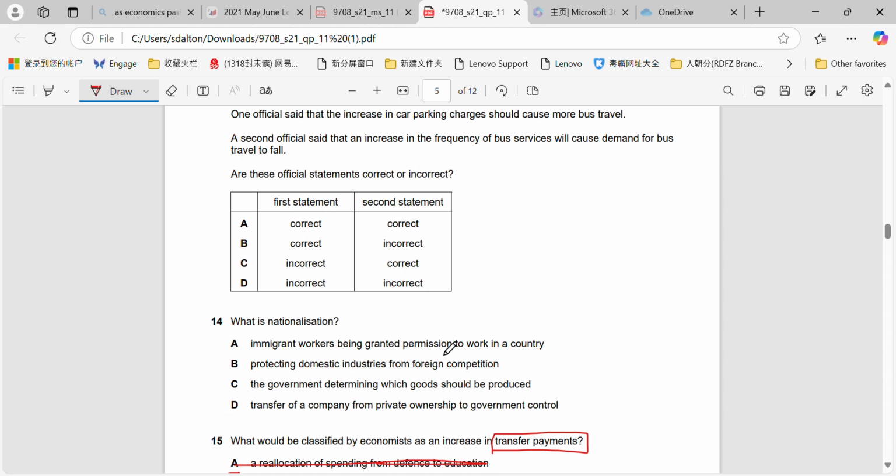Okay, what is nationalisation? Very simple, we won't spend too long on this. Nationalisation is the transfer of a company from private ownership to government control. Remember, it's the opposite of privatisation. Privatisation is where it goes from government control to private ownership. Nationalisation, it goes from private ownership to government control. Okay, everything else is completely irrelevant. It is very simply just a definition question. Know the definition of nationalisation and therefore know the correct answer.